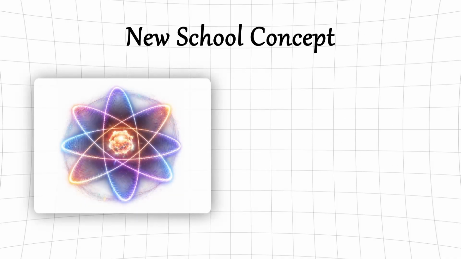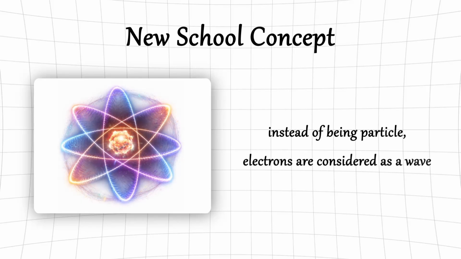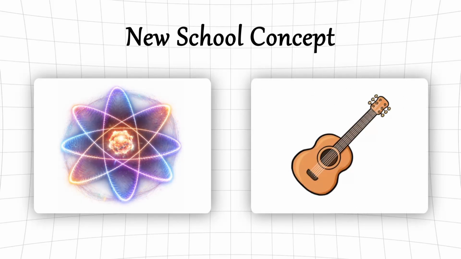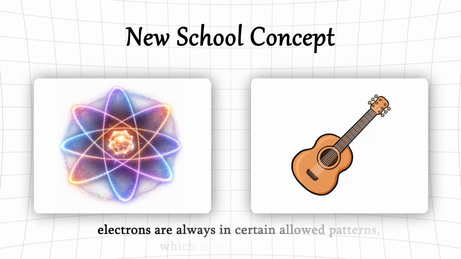In modern physics, electrons are not tiny balls following fixed paths. Electrons behave like waves, standing waves around the nucleus. And just like a guitar string can only vibrate in certain patterns, one node, two nodes, etc., electrons can only exist in certain allowed wave patterns. These allowed patterns are what we call orbitals.